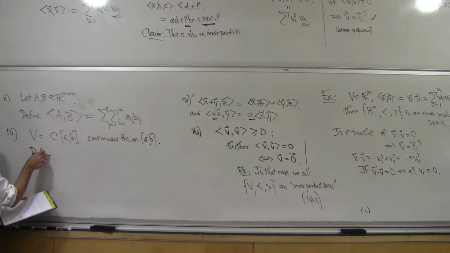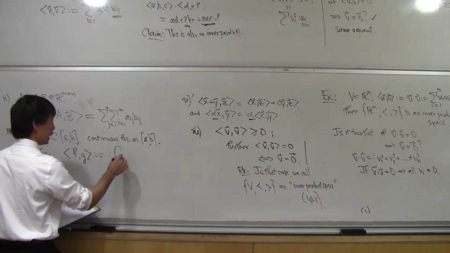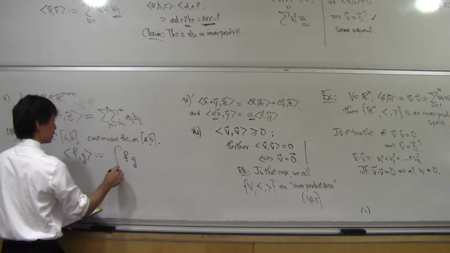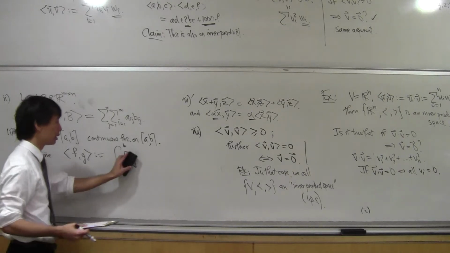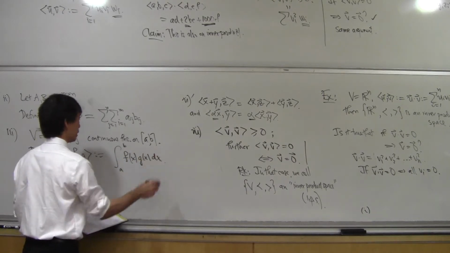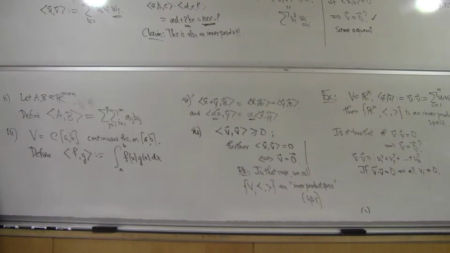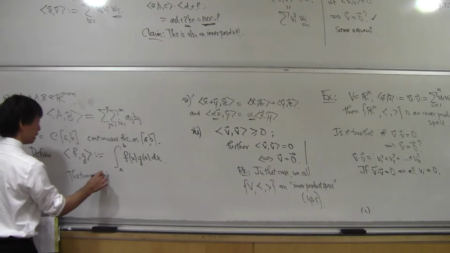Define a dot product by taking the integral of the product. So you multiply the two functions together, and take the definite integral over AB. It turns out that this is an inner product.